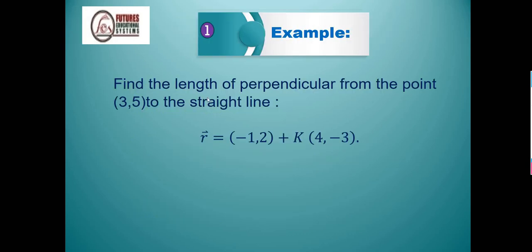Let's go to this example. Find the length of perpendicular from the point (3, 5) to the straight line vector r equals (-1, 2) plus k (4, -3). We know (-1, 2) is a point lying on the line, k is a constant, and (4, -3) is the direction vector of this line.